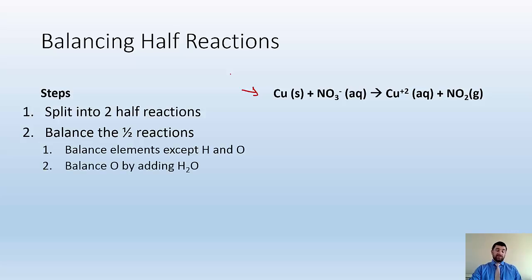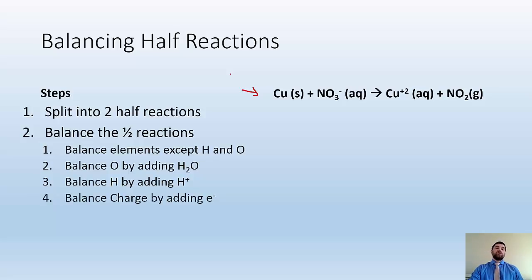Then we're going to balance oxygen by adding water, and we're going to balance hydrogen then by adding H+ ions, and then we're going to balance charge by adding electrons. Okay, so first step, split it into half reactions. I'm going to look at just the copper first. I see that it starts as copper 0 and it ends up as copper plus 2. So I'm starting with this.